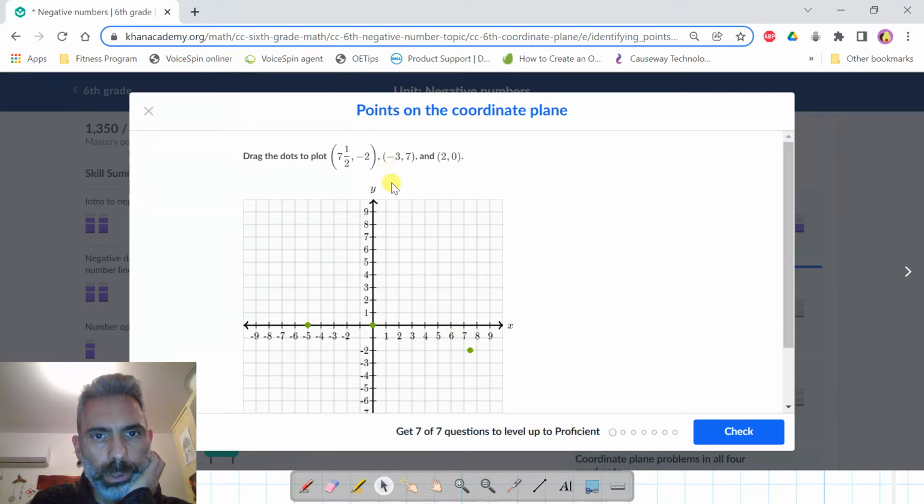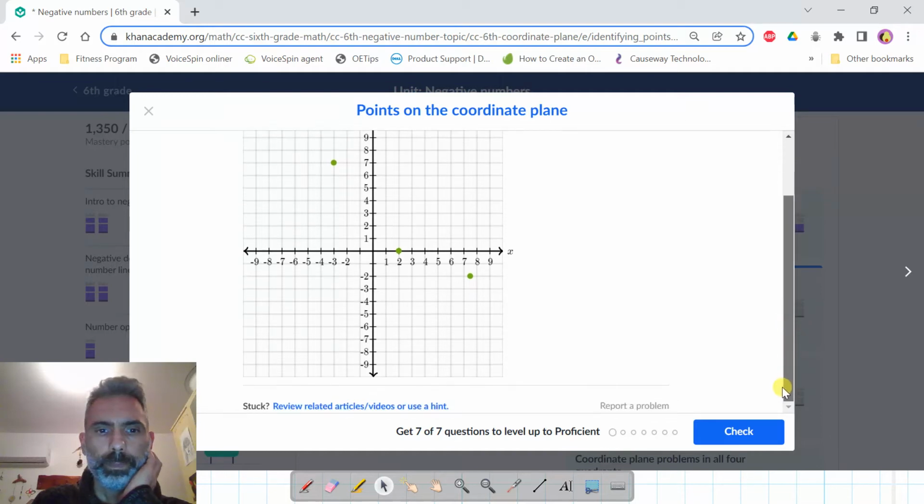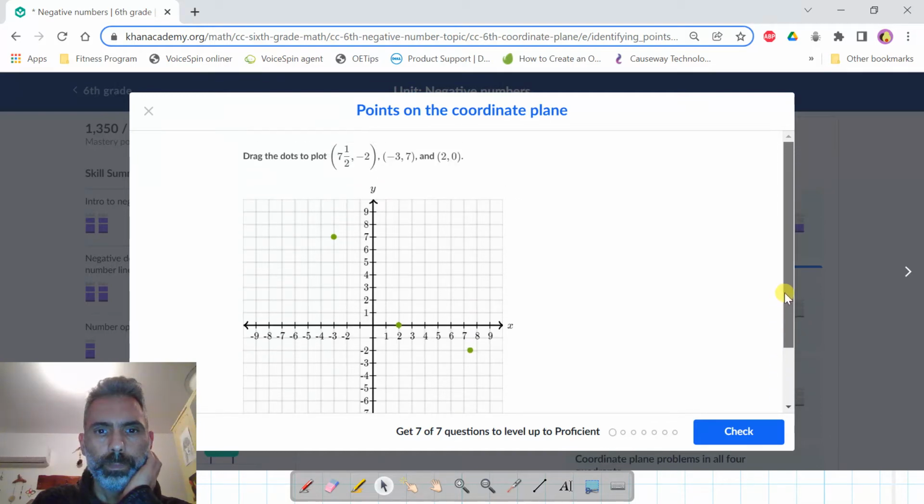Okay, the second point: -3 on the x, and +7 on the y. And the third point: +2 on the x and 0 on the y. -3 and 7, and +2 and 0.